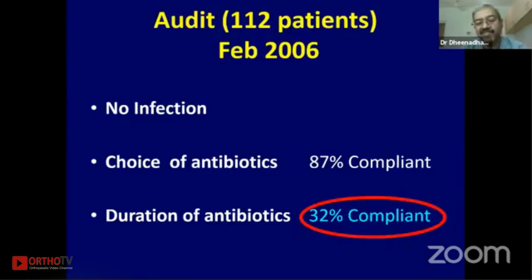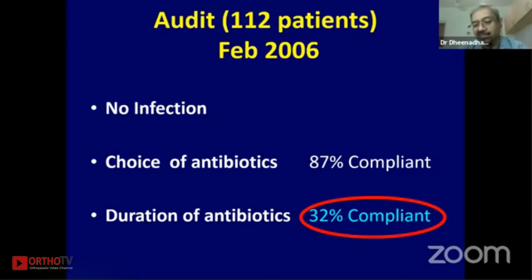And then in February 2006, we did an antibiotic policy audit. In that, for the choice of the antibiotic, whatever antibiotic we have put in the antibiotic policy, 87% were compliant. Whereas for the duration of the antibiotics, only 32% were compliant. If we say only one dose is to be given, they would not give one dose. They would have given additional doses.